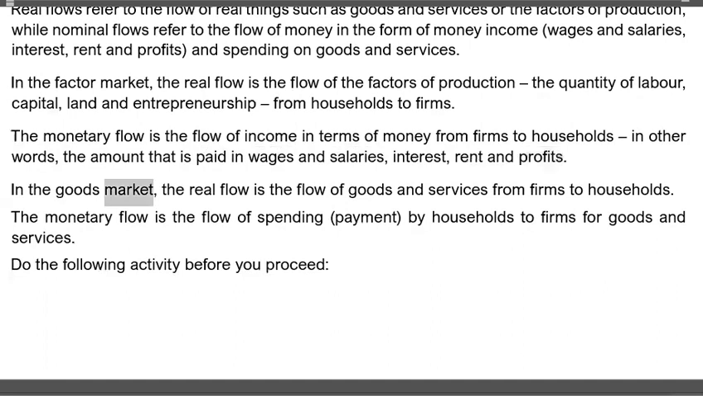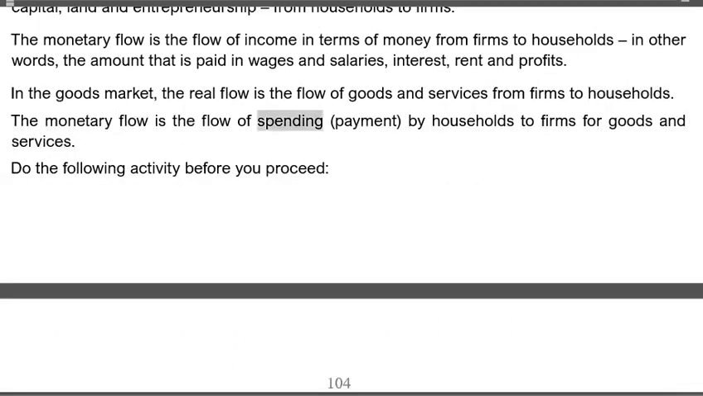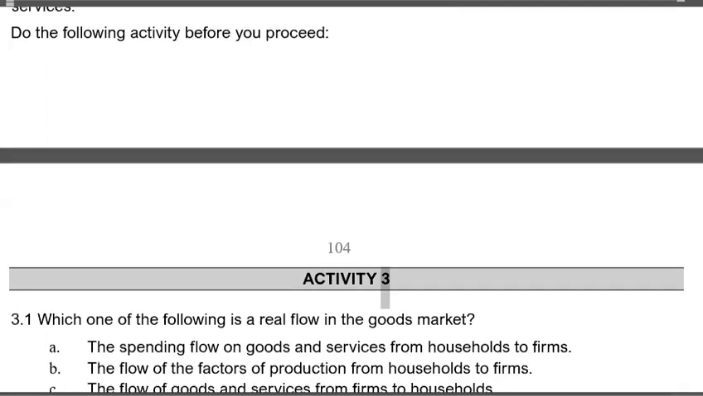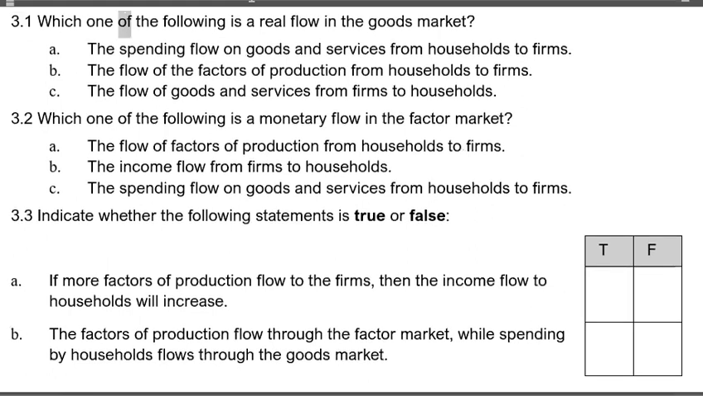In the goods market, the real flow is the flow of goods and services from firms to households. The monetary flow is the flow of spending, payment, by households to firms for goods and services. Do the following activity before you proceed. Activity 3. 3.1 Which one of the following is a real flow in the goods market? The spending flow on goods and services from households to firms. The flow of the factors of production from households to firms. The flow of goods and services from firms to households.